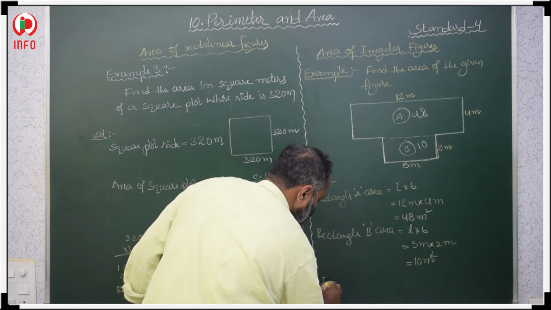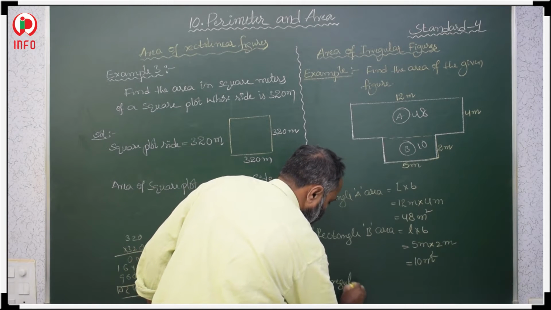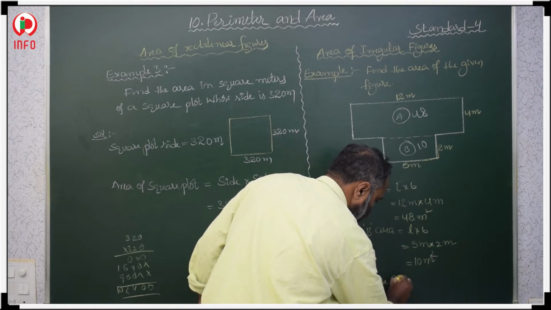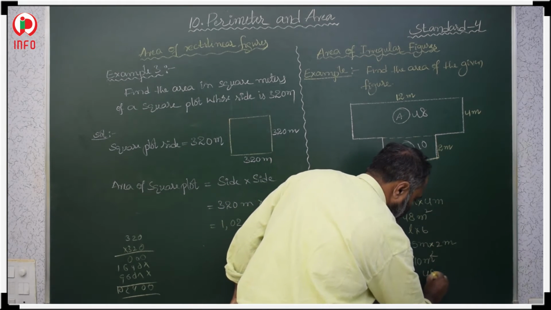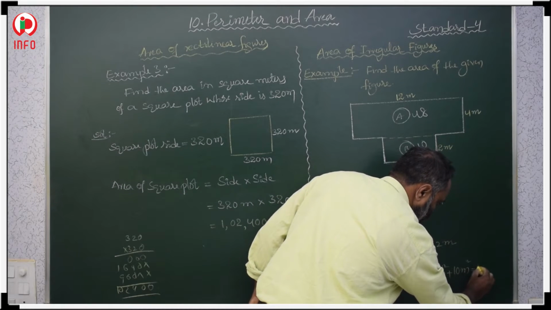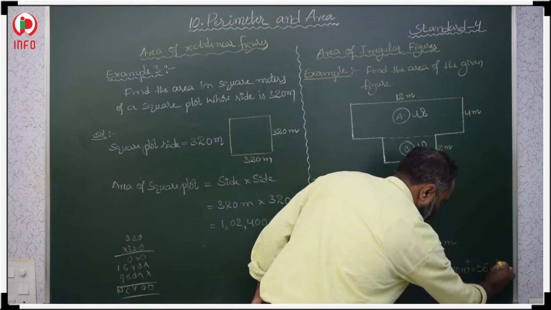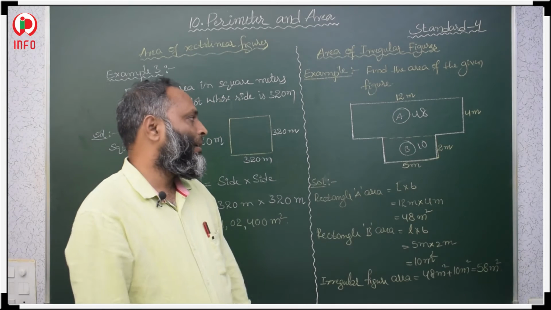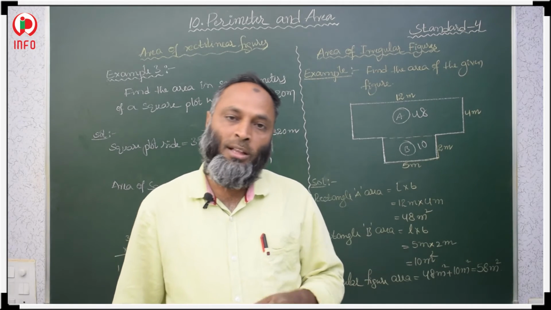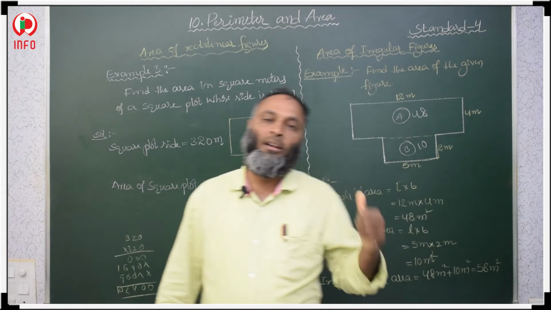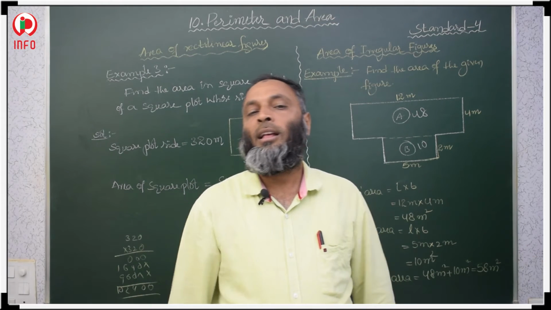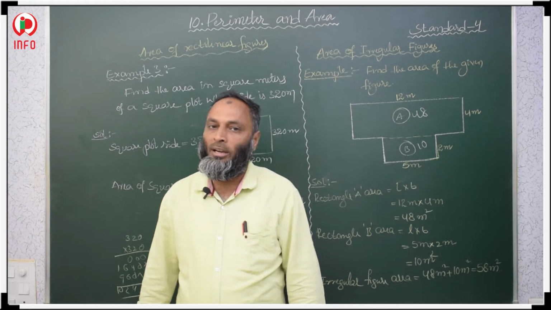Irregular figure area is equal to 48 meter square plus 10 meter square, which gives 58 meter square. The total area is 58 meter square. Okay. First we try to convert the irregular shape into regular shapes. Then find the separate areas. After finding the separate areas, you should add them. Then you will get the complete irregular shape area. Okay.